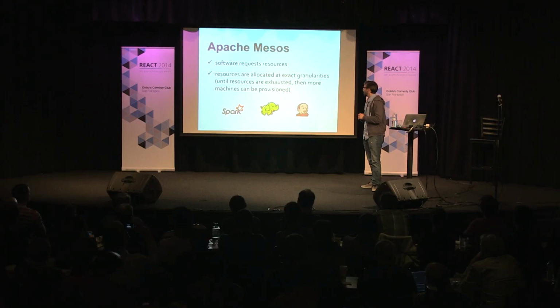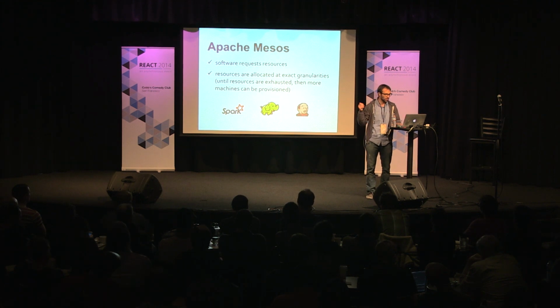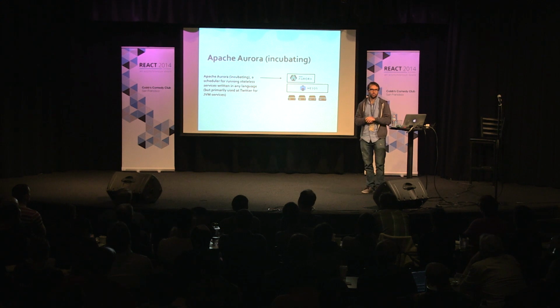Okay. So these are a couple of the examples of the applications we've built on Mesos: Spark, Hadoop, Jenkins. There's a whole bunch of other ones. One I want to highlight is actually Apache Aurora.